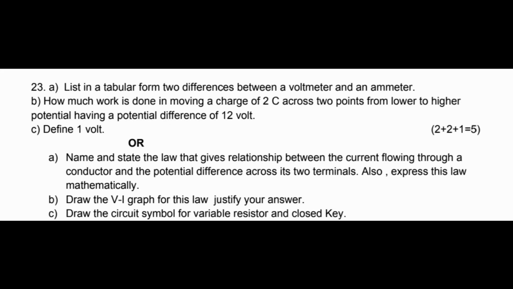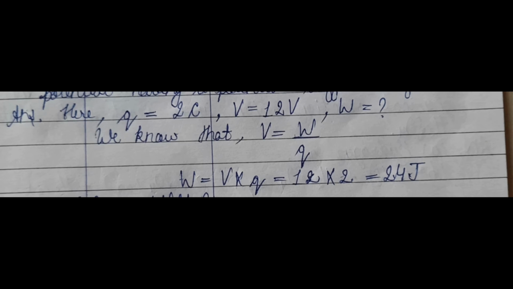B part, how much work is done in moving a charge of 2 coulomb across 2 points from lower to higher potential having a potential difference of 12 volt. First of all, we will write the given terms. Charge Q equal to 2 coulomb. Potential difference 12 volt. Work we have to calculate. As we know, V equal to W upon Q. So W equal to V into Q. We'll fill the value, 12 times 2 is 24 joules.